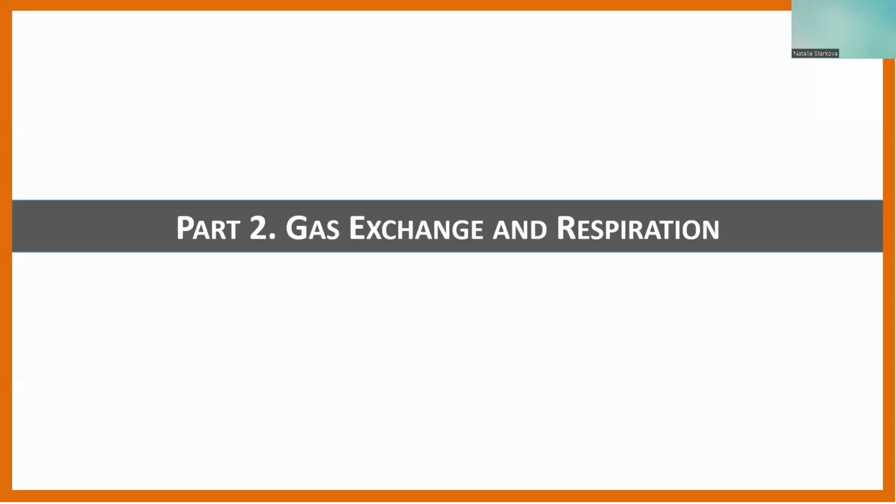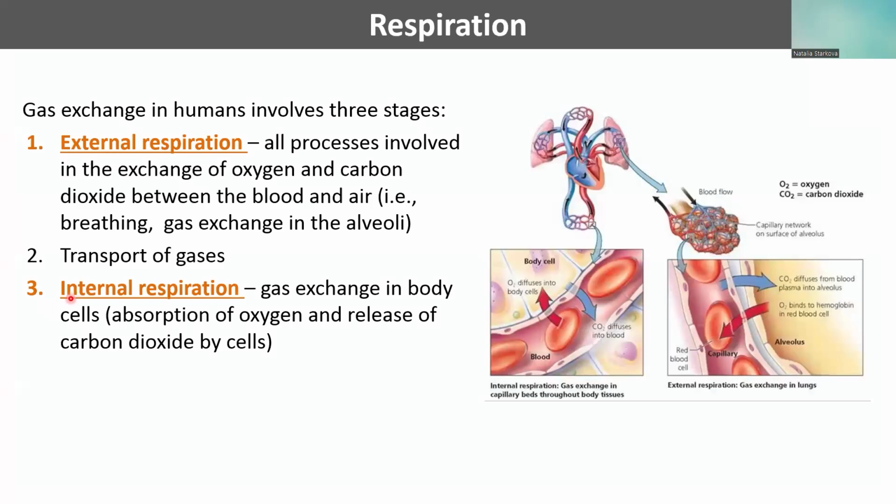Now let's talk about the mechanism of gas exchange and respiration. The gas exchange in humans happens in 3 stages. External respiration happens in the lungs, in the alveoli. It's when the oxygen enters from the air into the blood, into the red blood cells, and at the same time carbon dioxide leaves the blood, comes out into the air and gets exhaled.